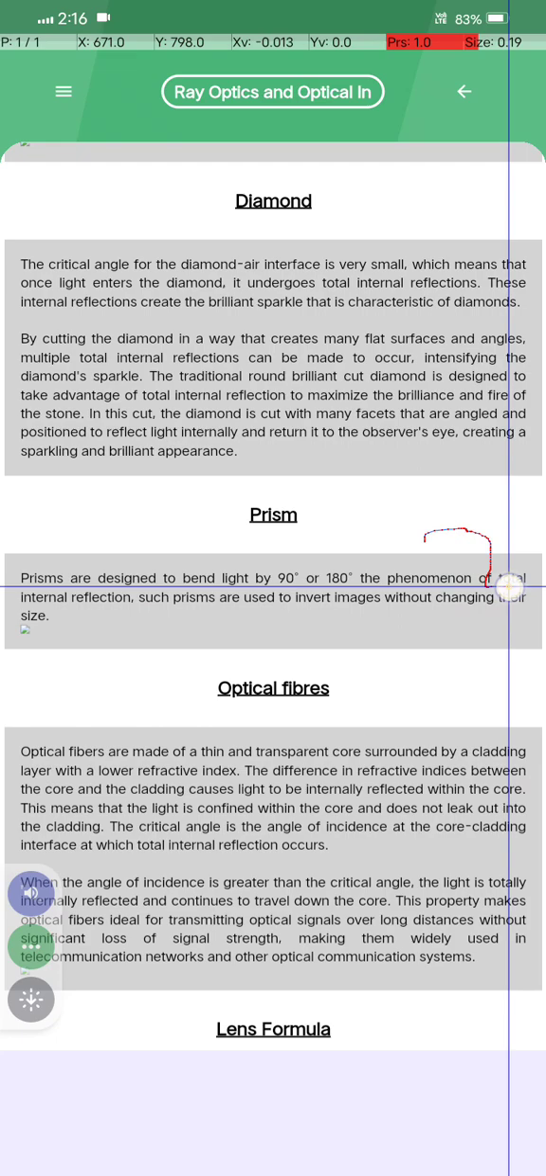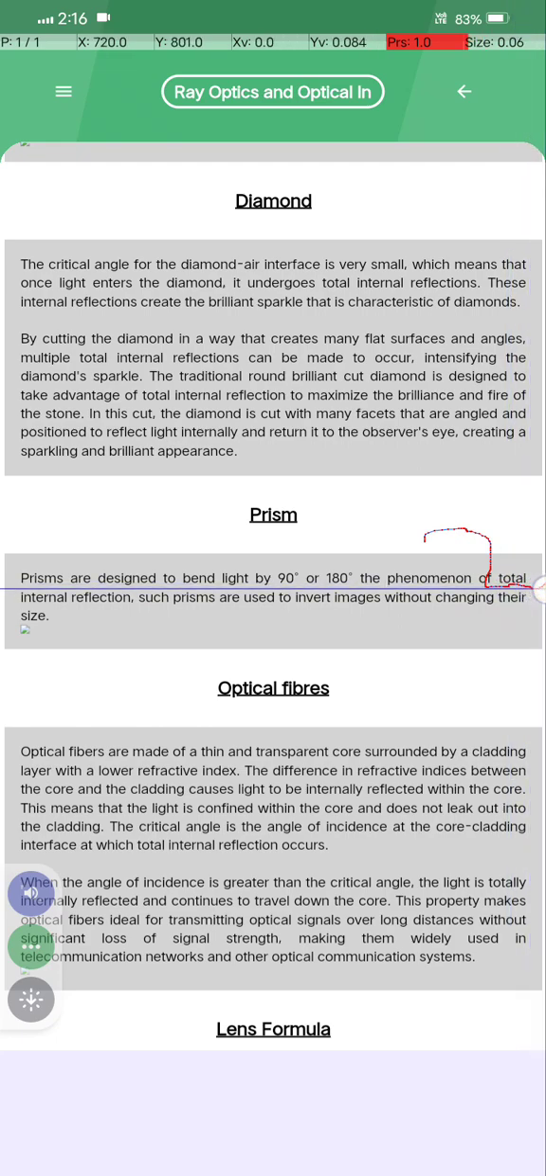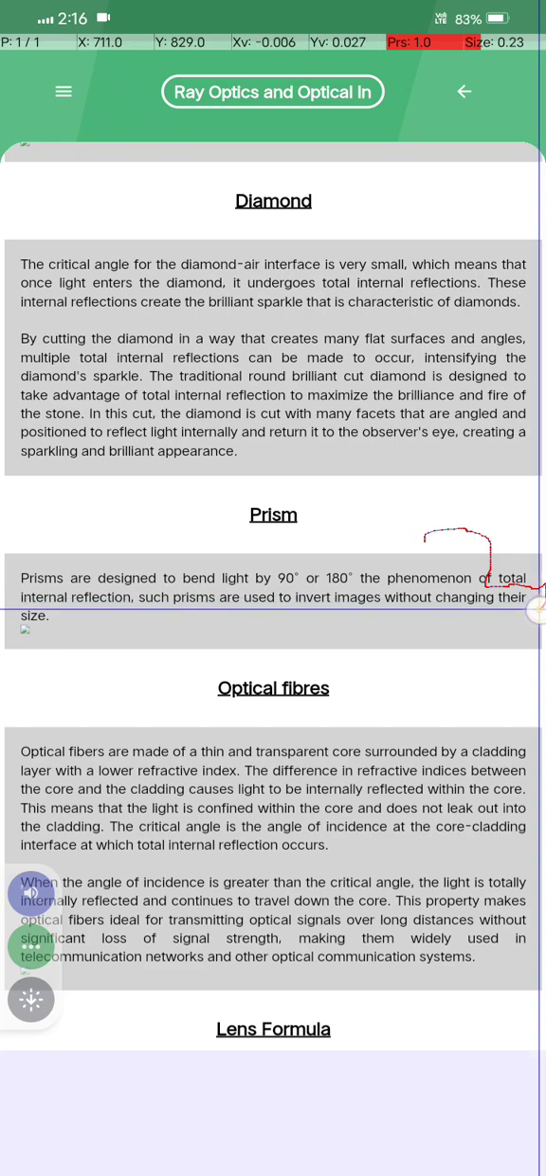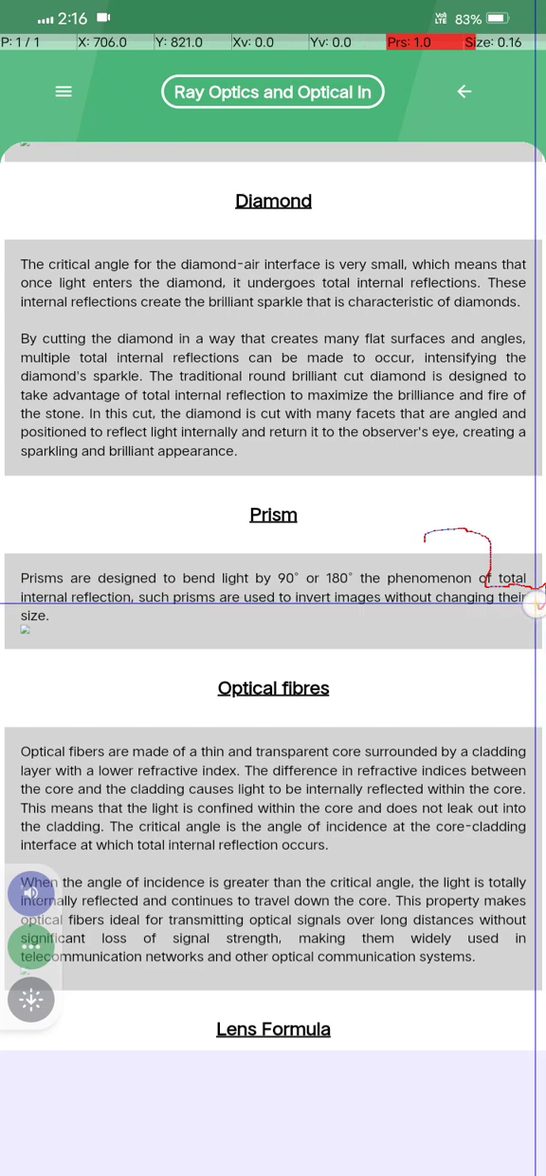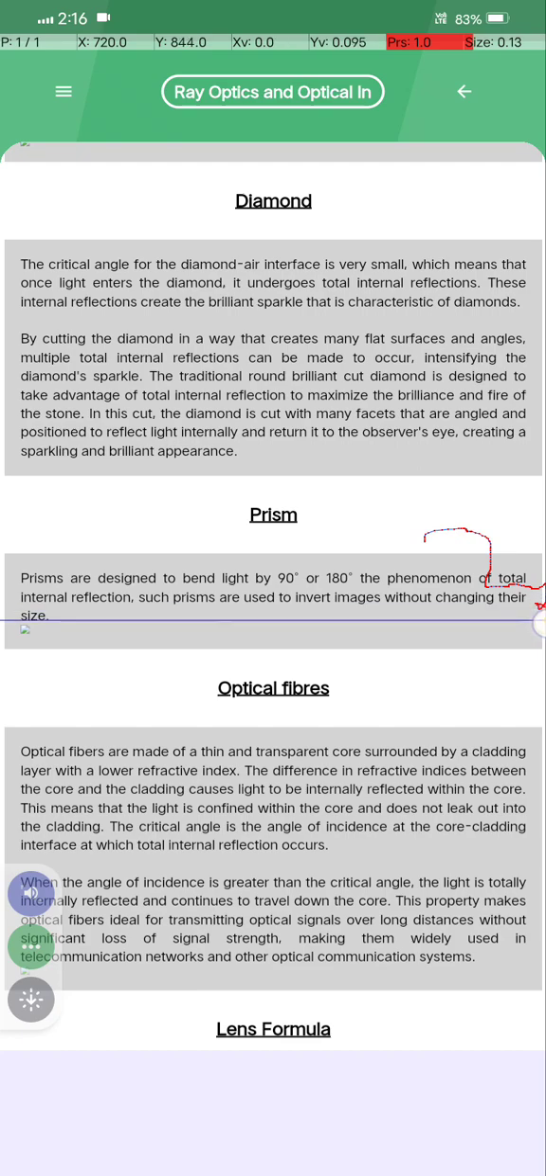Prisms are designed to bend light by 90 degrees to 180 degrees, using the phenomenon of total internal reflection, such that prisms are used to invert images without changing their size.